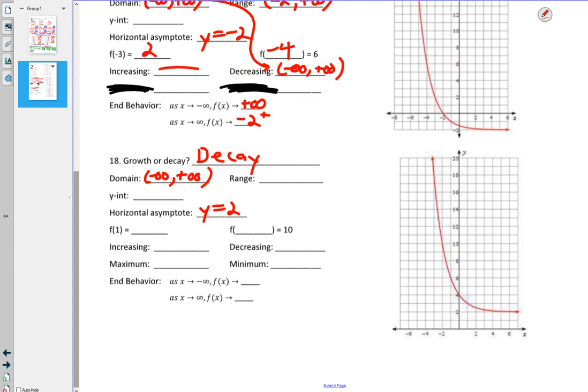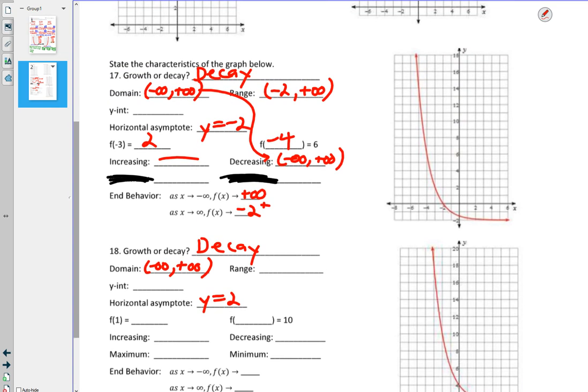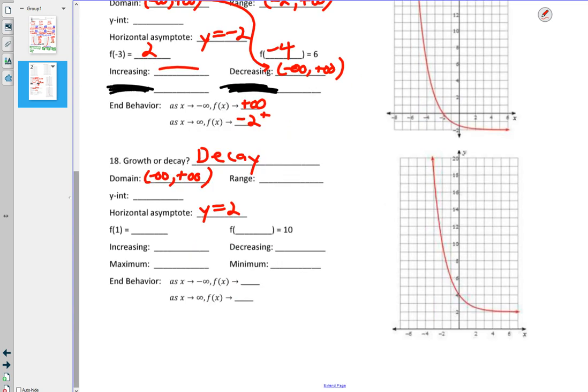Did I do that wrong the first time? Why erase it? Did I put less than before? I put greater than, right? Y greater than 2? Negative 2? It's above. It's up. So the range would be above. In this case, it's positive 2, but you could put y greater than 2, or you could put from 2 to positive infinity. If the graph was below the asymptote, then it would be less than.